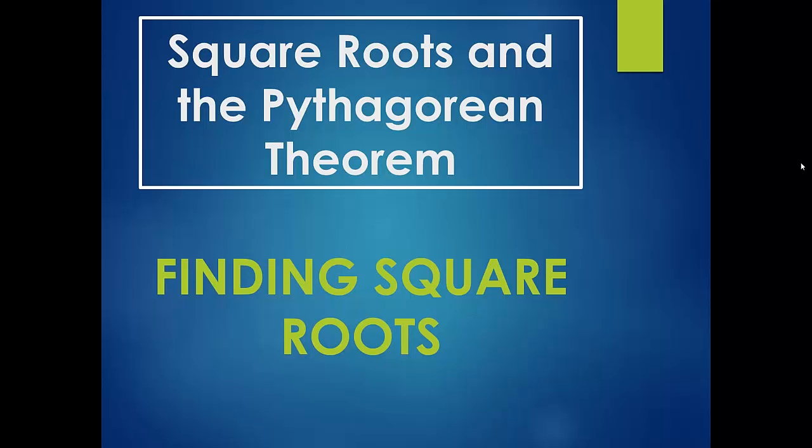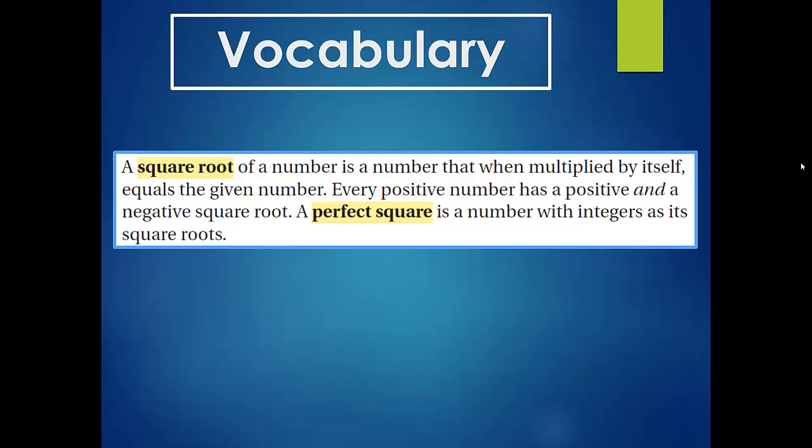Today's lesson is on finding square roots. First, we're going to look at our vocabulary. A square root of a number is a number that when multiplied by itself equals the given number. Every positive number has a positive and a negative square root. A perfect square is a number with integers as its square roots.